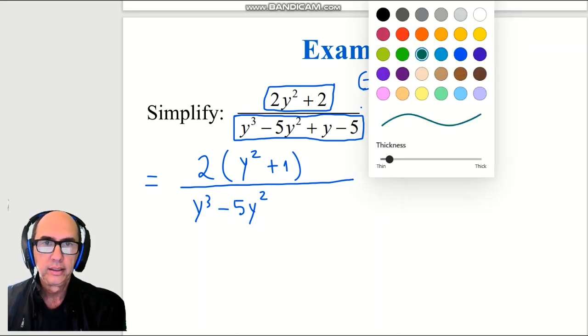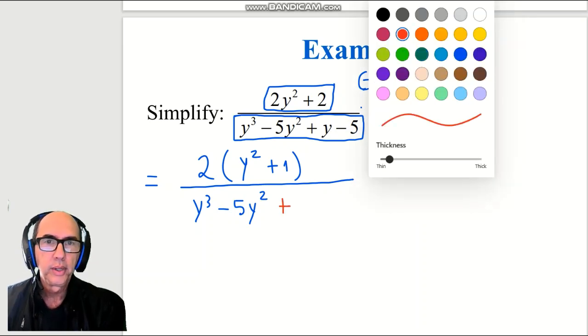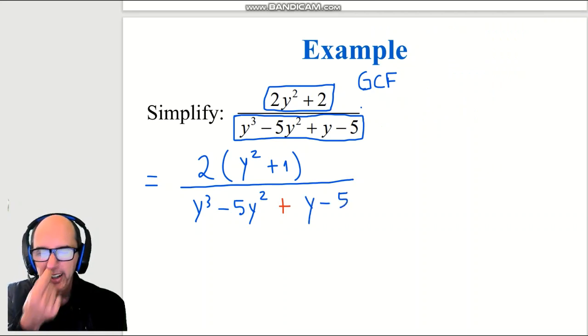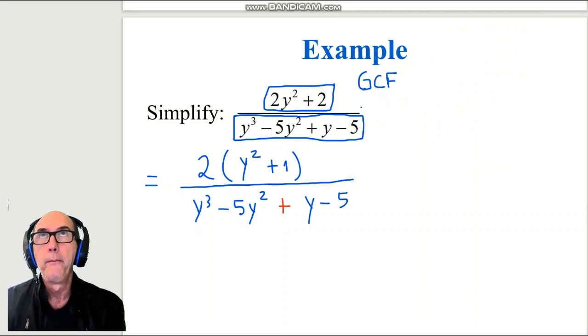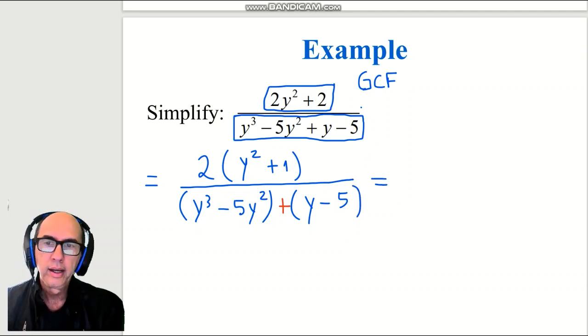We will try to find some kind of greatest common factor among them. And let's write down the plus here. Plus, and the other one is y minus 5. We're going to use a method that's called factoring by grouping. We will factor out this group, separately we're going to factor out this group, and we'll see what happens. Y squared plus 1.